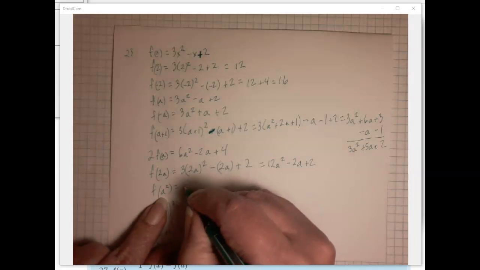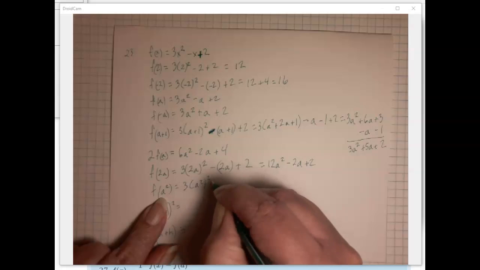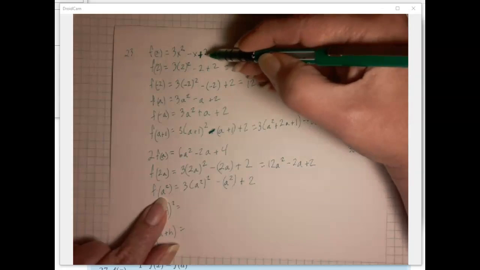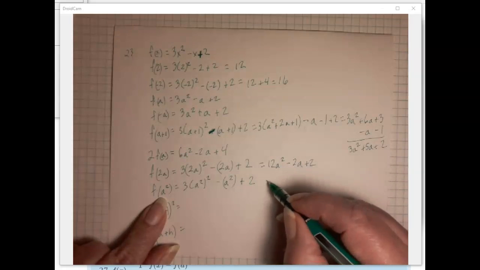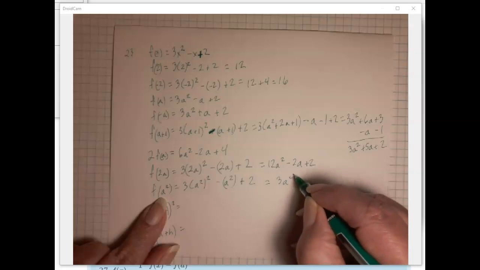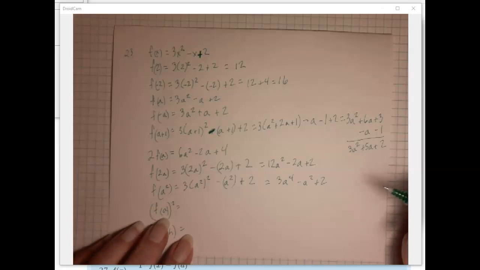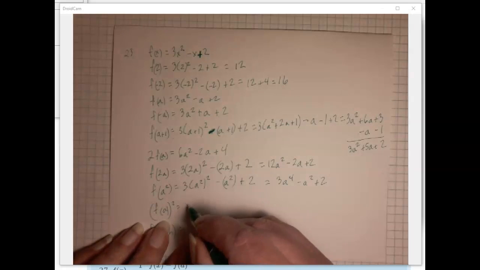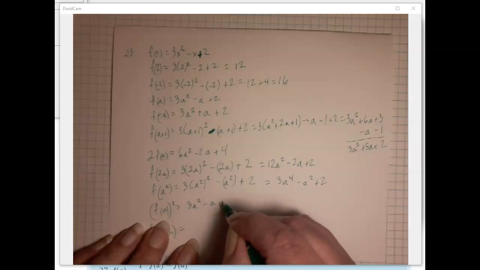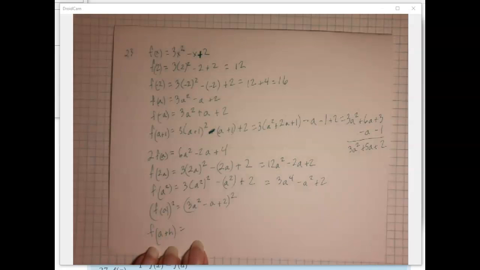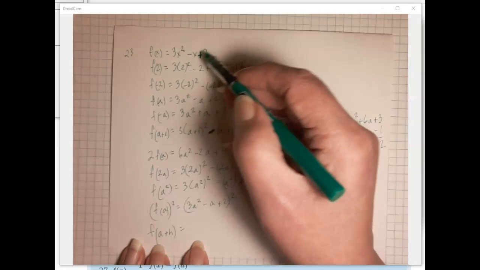Putting a squared in, I'll have 3 times a squared squared minus a squared plus 2. Everywhere I had an x here, I'm putting a squared. So I end up with 3a to the 4th minus a squared plus 2. And that's actually called a quadratic form. This says f of a squared, so that actually means 3a squared minus a plus 2 squared. So I'd have to FOIL this out, and I don't expect you to do that level of arithmetic on this first test.